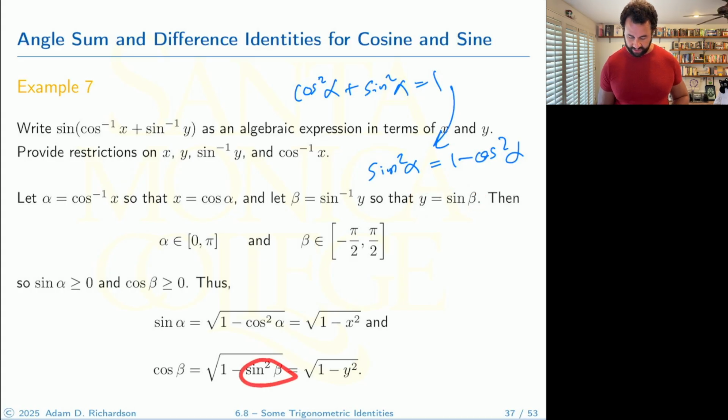So sine squared of beta is y squared. Now we have everything we need. Whew. Oh, man. Need like a sweat rag here. It's a lot of work. We've got everything we need.